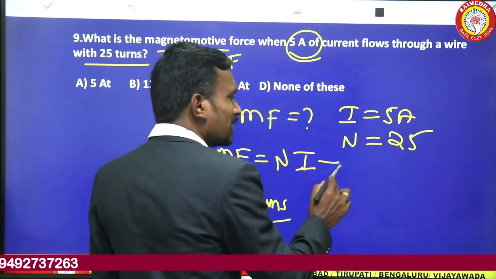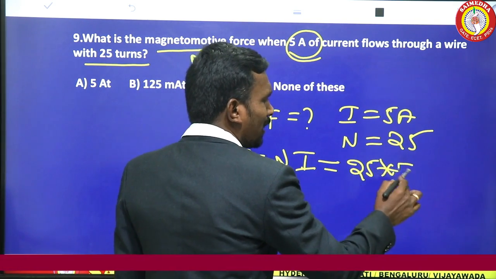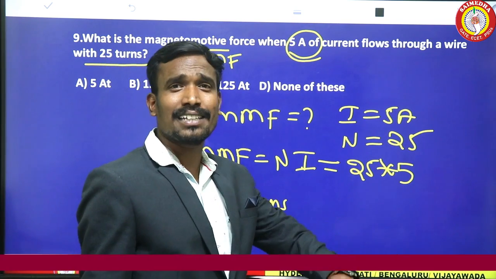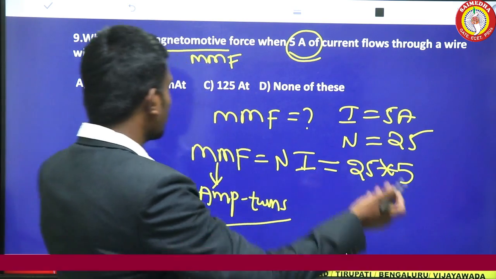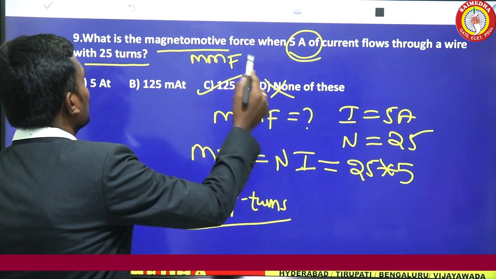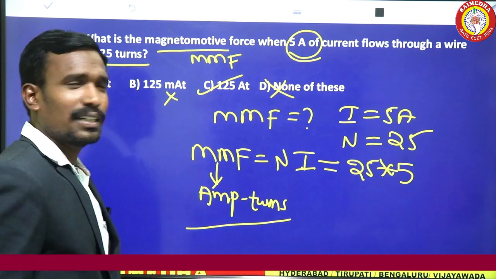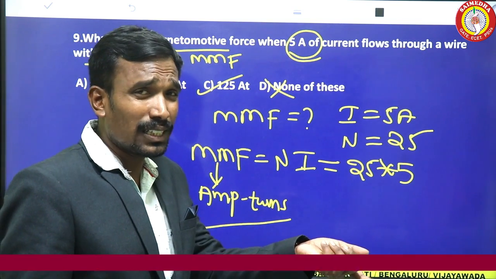N into I. N is 25 and I is 5. 25 fives are 125. So the answer is 125 ampere-turns, none of these. There is no milli here. Don't get confused, here they have given milliampere-turns. That is wrong. Yes or no, guys?